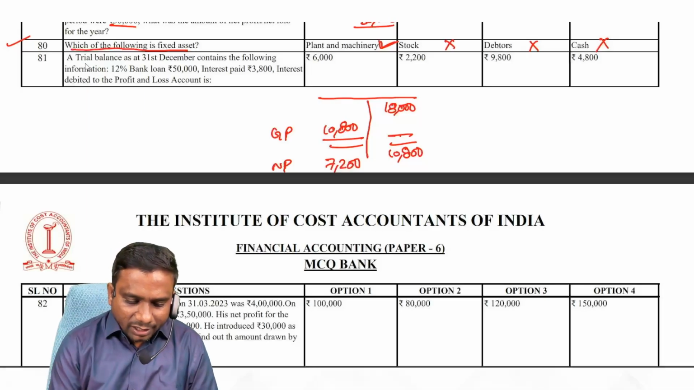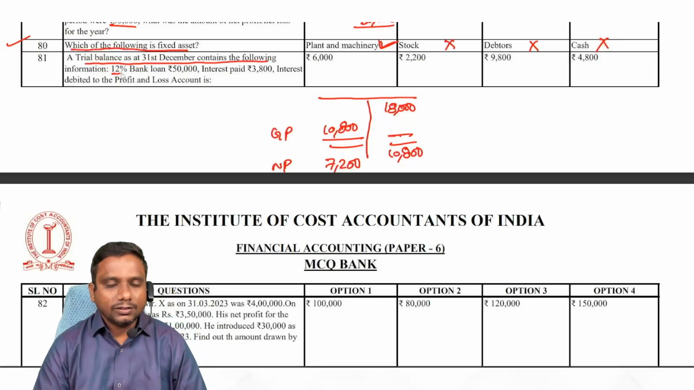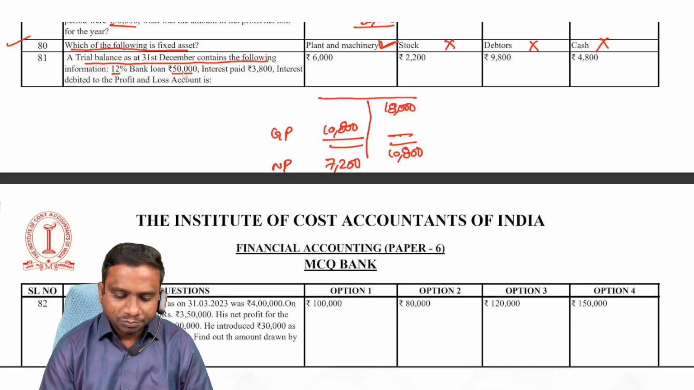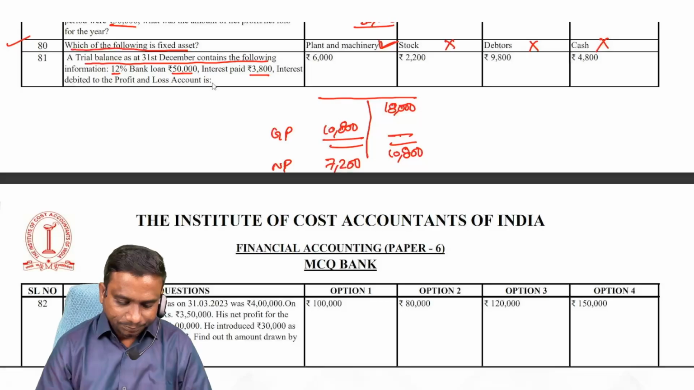81st. A trial balance as at 31st December contains the following information. 12% bank loan 50,000. Interest paid 1,800. Interest debited to P&L account is? Simple.